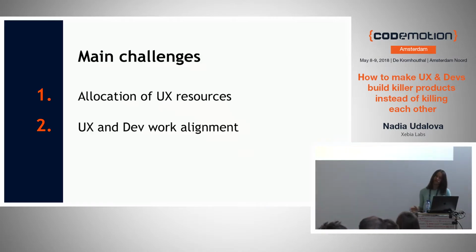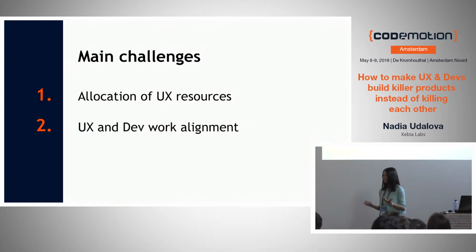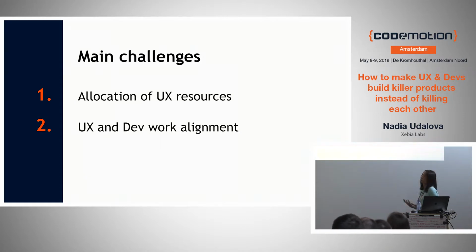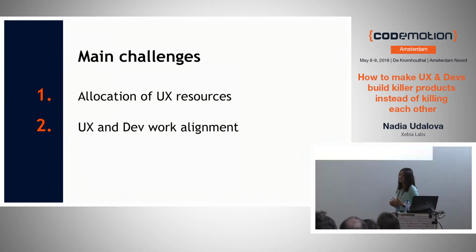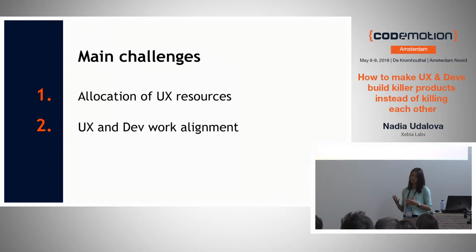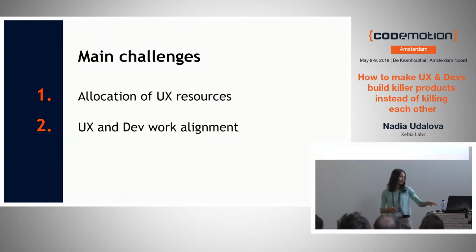So, when talking about how to avoid that case with that house, right? With that broken house, or not really a super nice house. There are 2 main points that I would like to talk about today. There are 2 main things that I believe really help designers and developers set up proper communication and collaboration, and as a result, build these killer features at the end. So the first thing is allocation of the UX team, of the UX resources within the organization. And the second thing is the work alignment between UXers or designers and developers. So let's talk one by one about these themes.